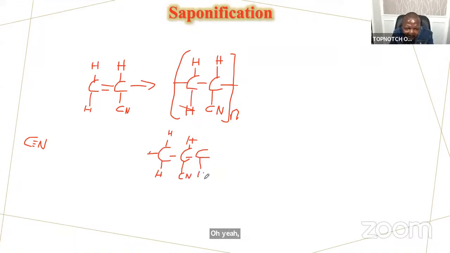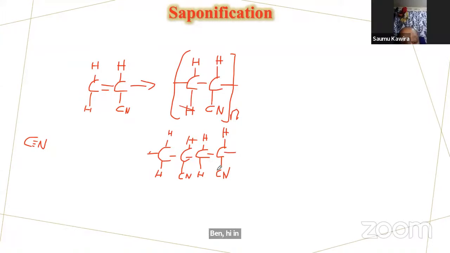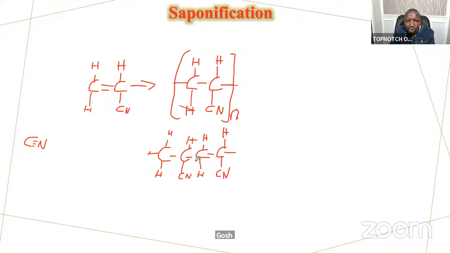Again, hydrogen. Again, hydrogen. Dash, single bond, as it is. This one, CN. Then hydrogen. Dash. So this one is for two repeating units. For the third, you put it like that. Even if it is four, you just add another like that.